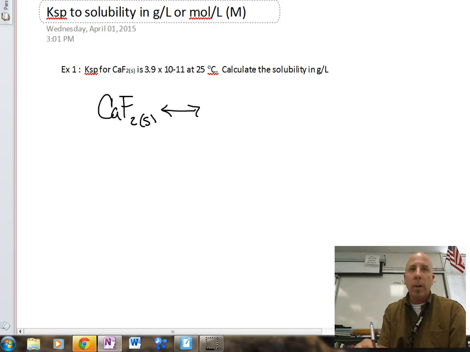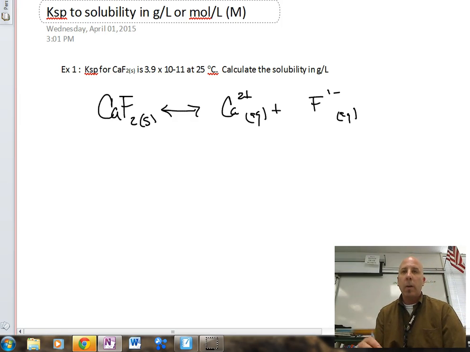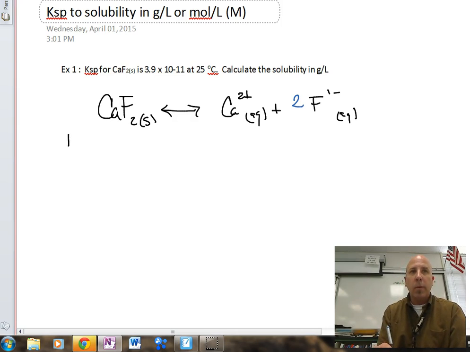So there we go. We have our calcium fluoride. It's going to form the calcium ion, plus it's going to form the fluoride ion, both in aqueous forms. And because we have two fluoride ions, we are going to have a coefficient of 2 right here, and that's going to be important. This is going to become an ice table problem, so I'm going to ice table this.